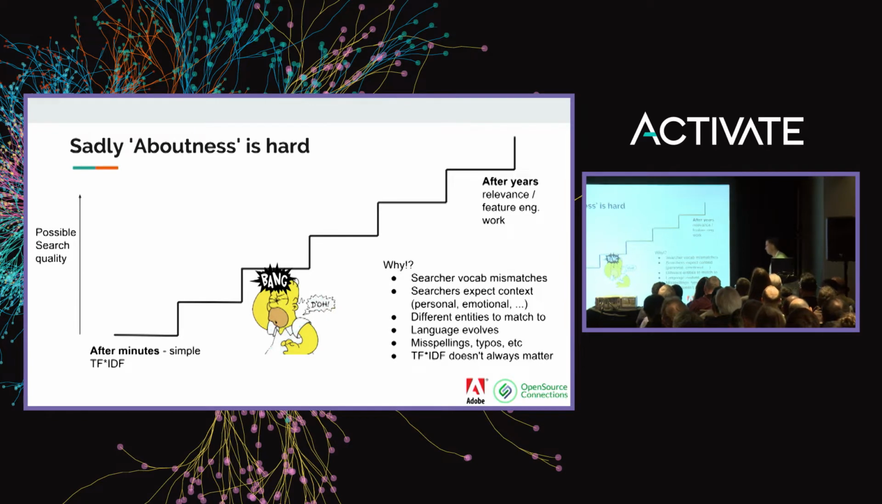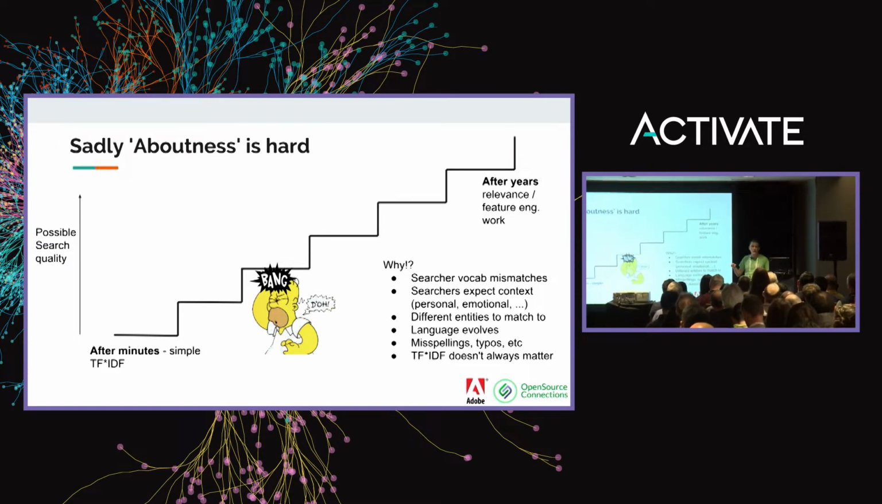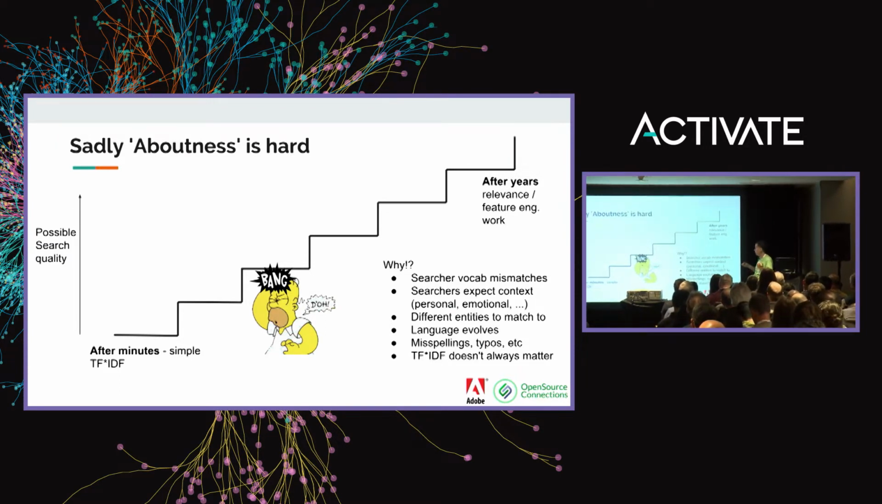And why is this so hard? I mean, there's a bazillion reasons. There's searcher vocabulary mismatches with the content. Searchers expect context, personal, emotional. Like, I searched for it because I'm a Solr expert, so why are you giving me the Elasticsearch filter factory? That sort of stuff. There's all kinds of different entities to match on in the query.